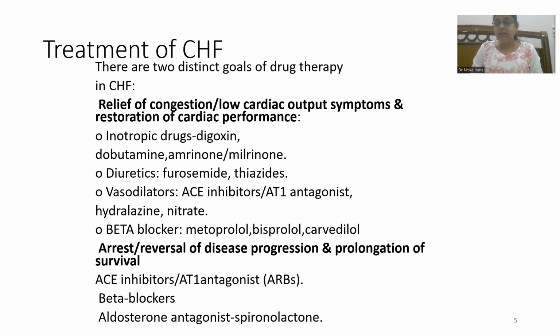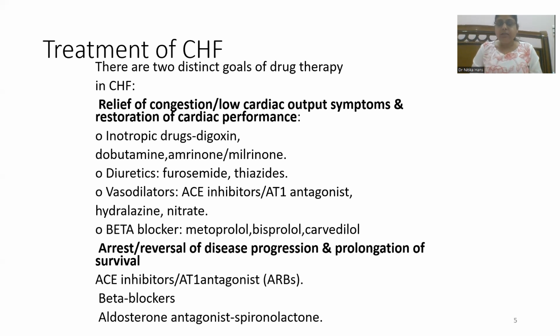When renin is released, angiotensinogen gets converted to angiotensin 1, and angiotensin 1 gets converted to angiotensin 2. So when it inhibits the release of renin, angiotensin 2 will not be formed, and so there will be vasodilatation as well as salt and water excretion.